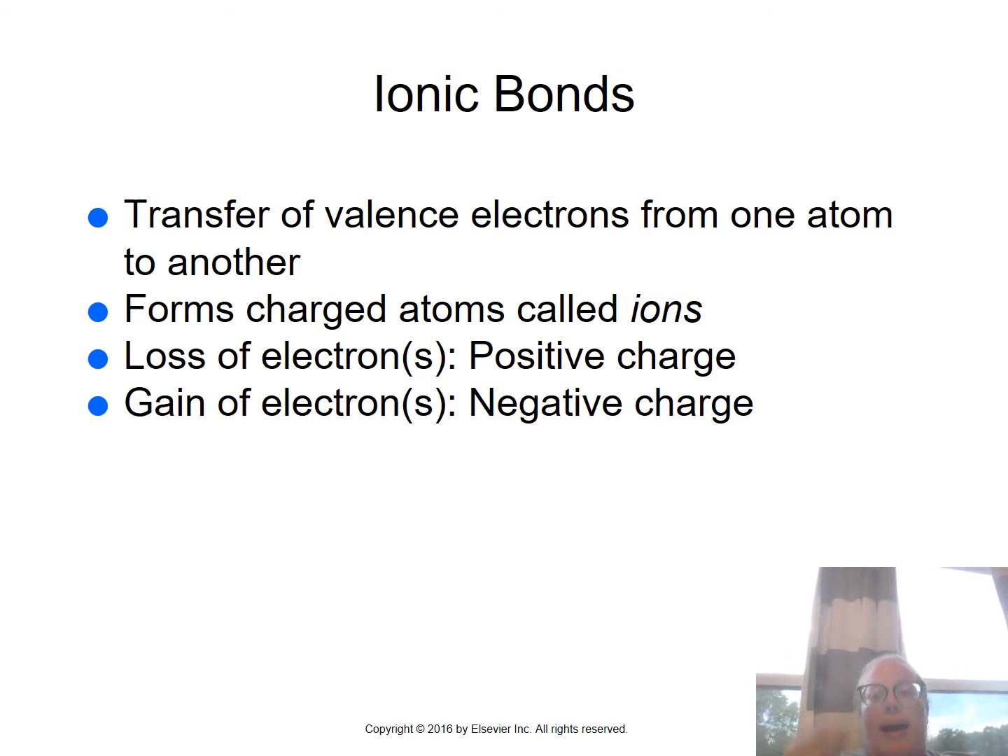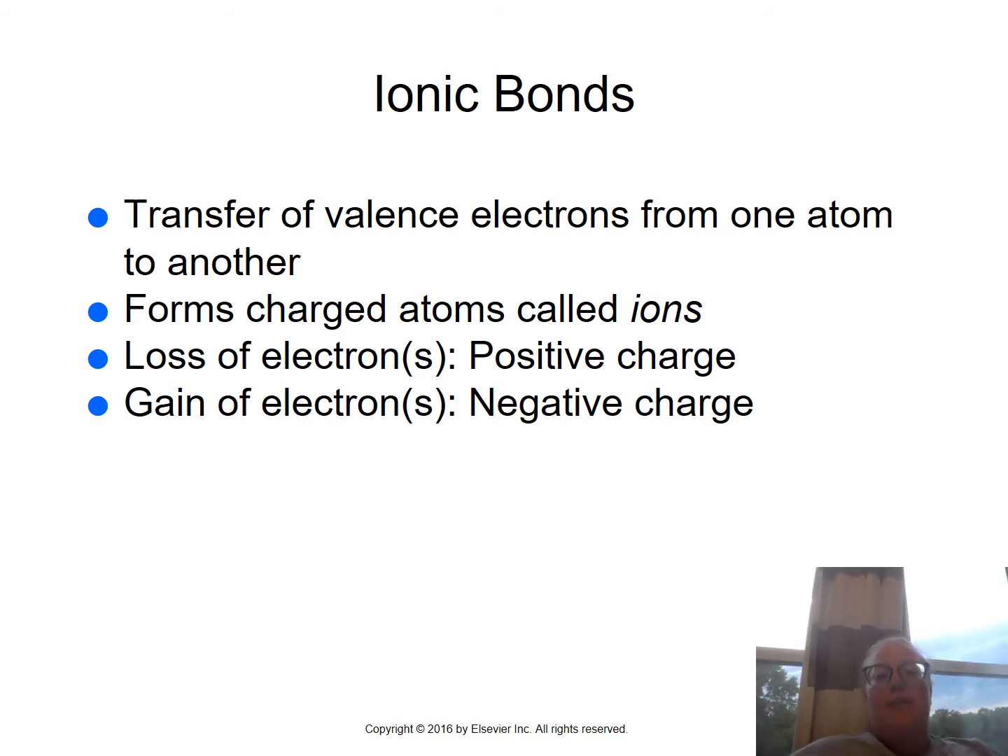So when we talk about ionic bonds, we're talking about the transfer of the valence electrons from one atom to another. The formed charged atoms are called ions. So if we have a loss of electrons, we have a positive charge, and a gain of electrons, we have a more negative charge.